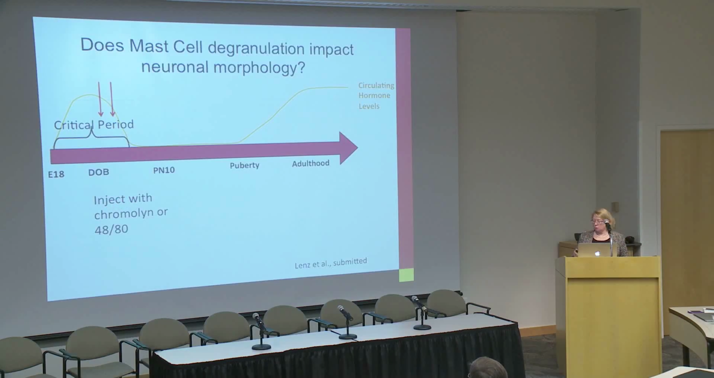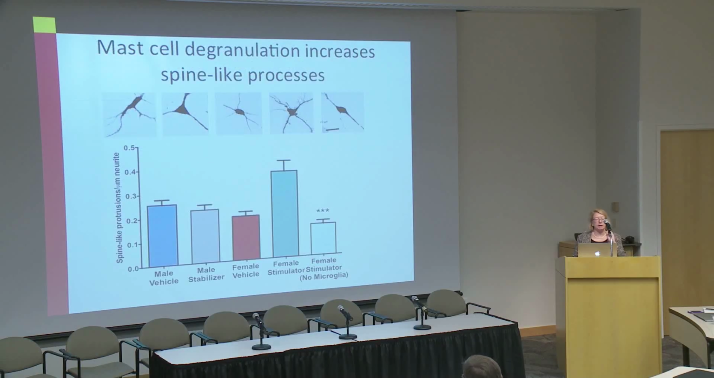So what Katie did was the same paradigm we've done all along. She injected the animals either with cromolyn or 48/80, excuse me, and then just asked what does that do to the neurons of the developing brain. So she did this experiment here. It was actually done in culture with preoptic area neurons, and you can see here the dendritic spines on these neurons. Look at this one, it's just studded with dendritic spines in culture. So here's the male, and here's the male who was given a mast cell stabilizer. It didn't have any effect.